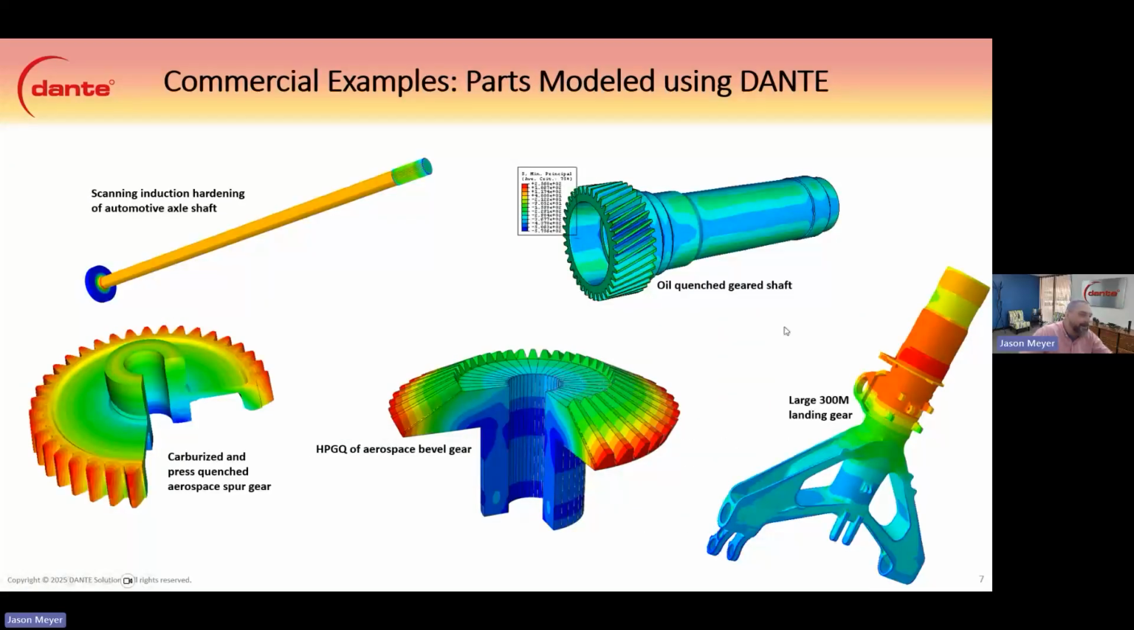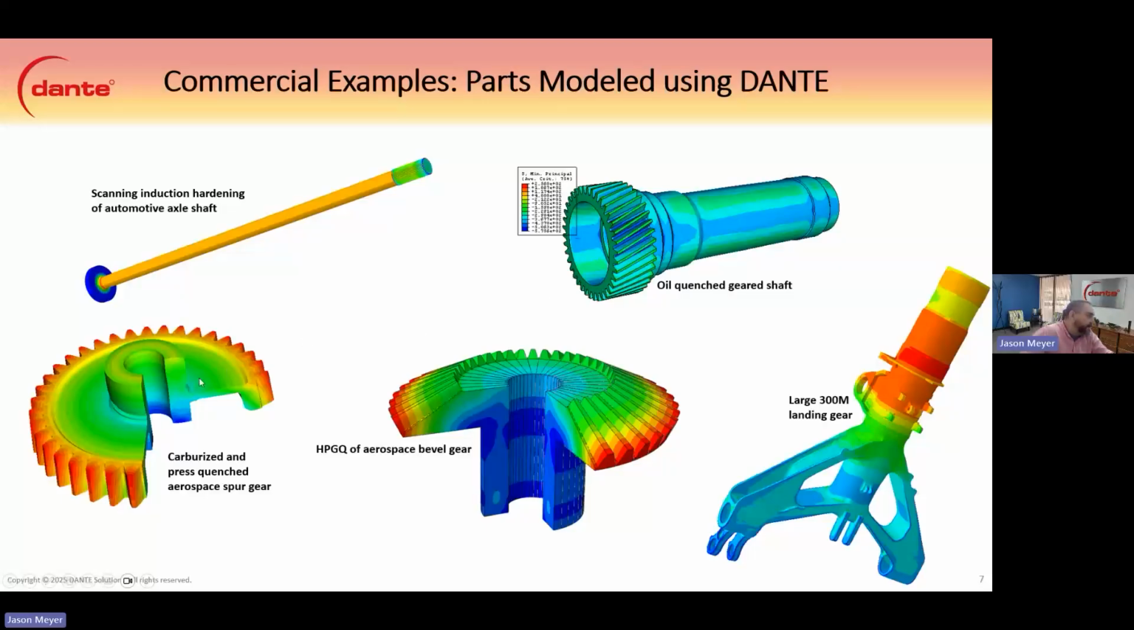Here's some of the parts that we modeled. We do long induction shafts that show the transformation along the length of the shaft here. This is a pretty good example. You can find that on our website. And then we have a lot of gears. Like most of our work is gears.